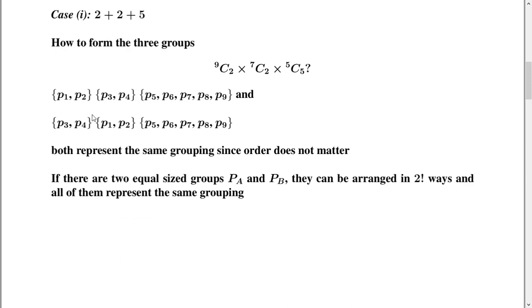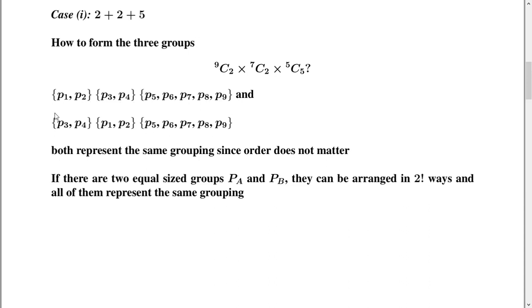Not really. Consider these two groupings. P1 and P2 form one group, P3 and P4 form another group, and the remaining form the third group. And in the second grouping, P3 and P4 form one group, P1 and P2 form one group, and the remaining 5 form the third group. You can see that these two groupings are actually the same. Since the question tells us that the order does not matter, these two are the same. It's just that P1, P2 has come here and P3, P4 has come here.